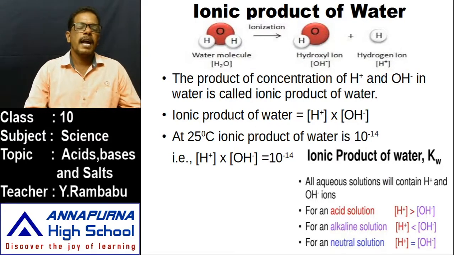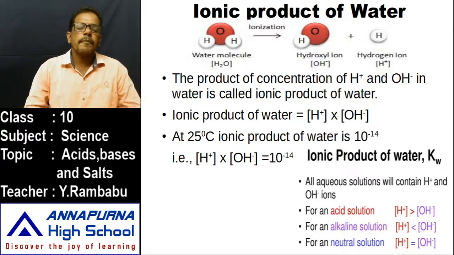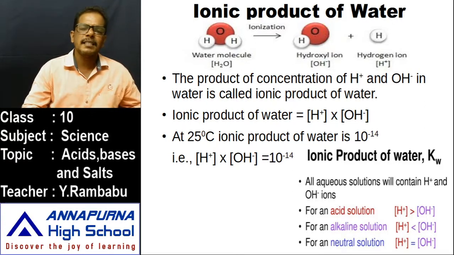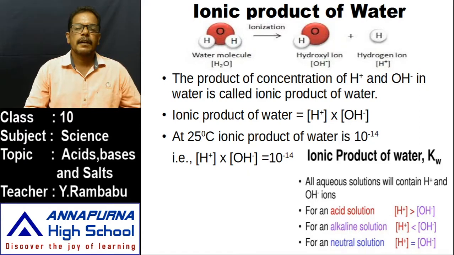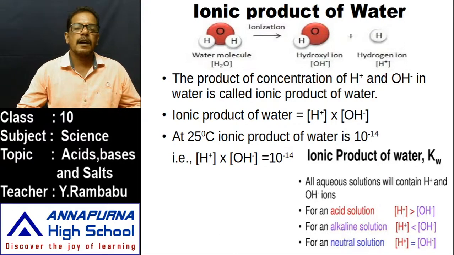Experimentally, scientists proved that at 25 degrees Celsius, this ionic product of water is 10 to the power of minus 14. What is its value? This ionic product of water Kw at 25 degrees Celsius is 10 to the power of minus 14. That means H plus ions concentration into OH minus ions concentration is equal to 10 to the power of minus 14. The ionic product Kw, always its value is constant. But the concentrations of H plus ions and OH minus ions are changed.